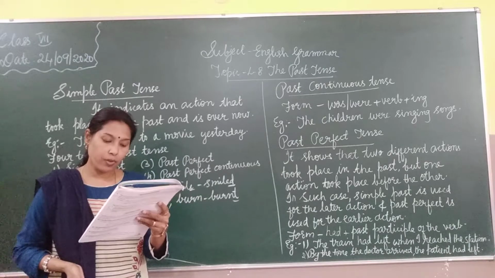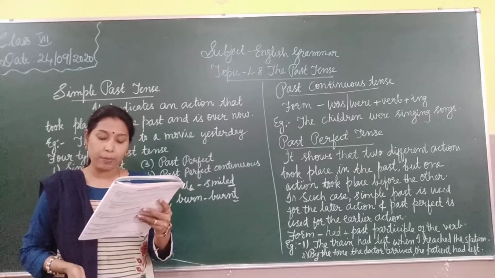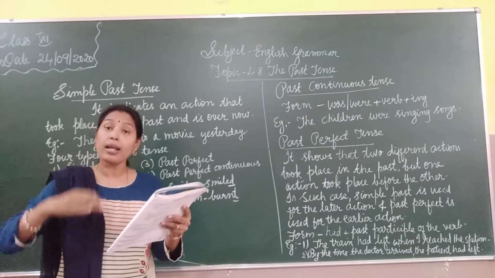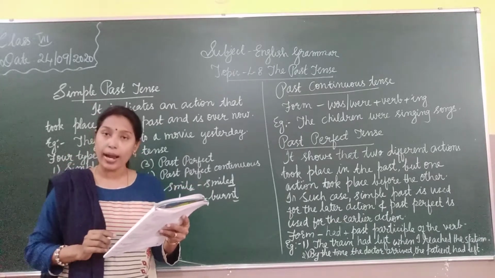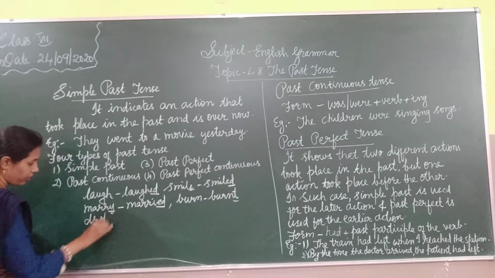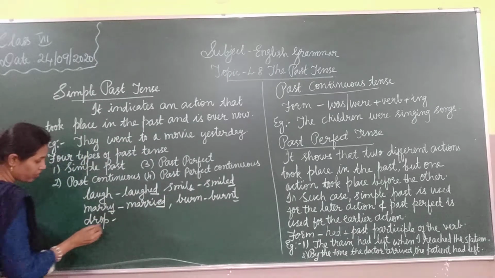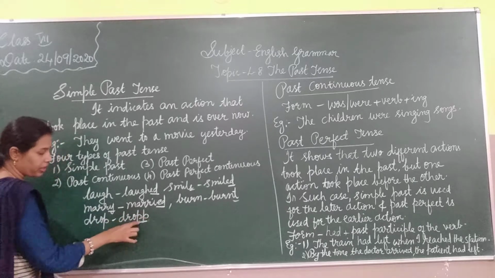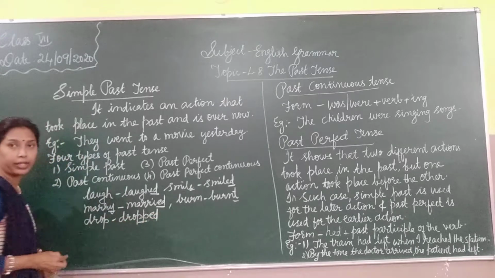Next, some verbs double the last consonant before adding ed. Now, some verbs double the last consonant before adding ed. For example, draw. How can we make the past form of this word? G-R-O. Double the last consonant. Double P, then add ed.